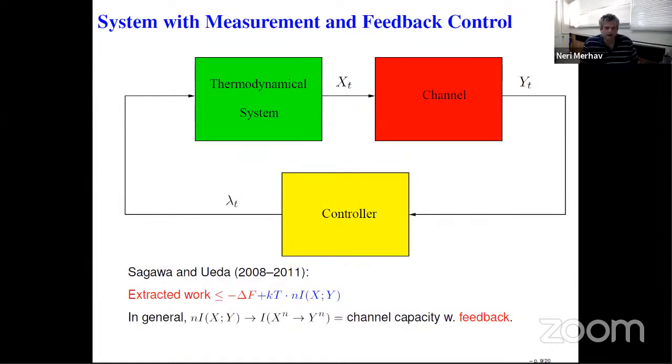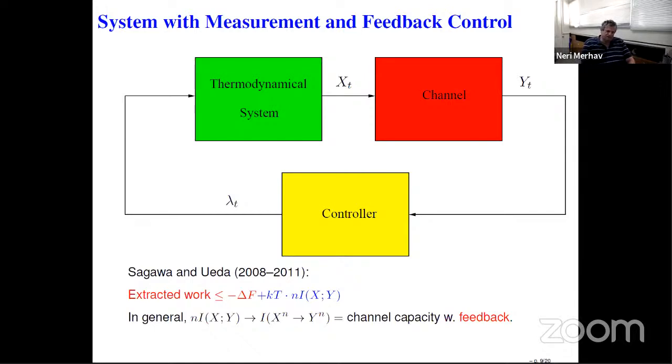In general, the system with measurement-oriented feedback is a closed loop where we have a thermodynamical system. We look at its state x_t at time t. There is a noisy channel by which we take the measurement. We get y_t. And on the basis of y_t and its past, we create the control and feed it back to the system.